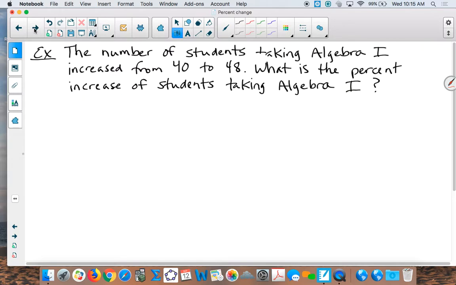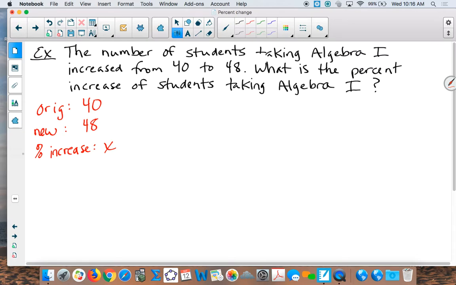Now we're going to have an increase. The number of students taking Algebra 1 increased from 40 to 48. What is the percent increase of students taking Algebra 1? So now, our original value is 40. Our new value is 48. And our percent increase, that's what we're trying to figure out. Okay, again, that will be our x value.